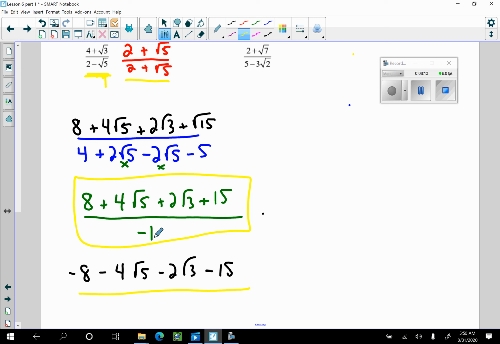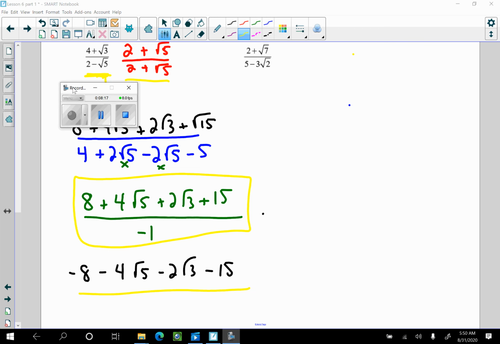So let's do this one right here. Let me get the record thing out of here. Make sure we're still recording. We are. So let's simplify this one.